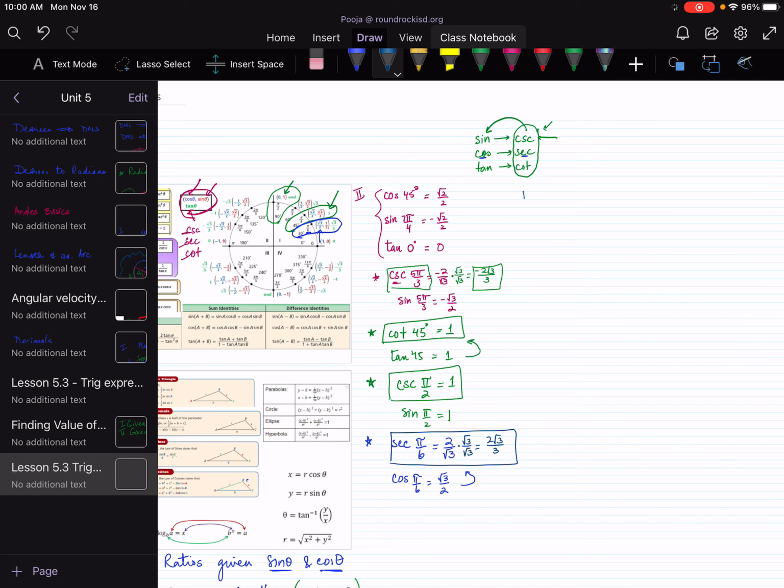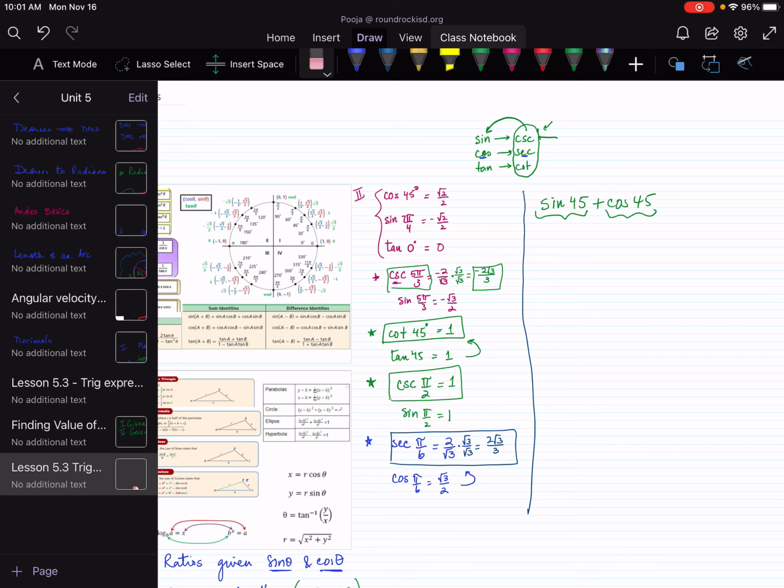How does it get any more complicated? When we start combining them. So for example, let's say I have sine of 45 plus cosine of 45. So now we're adding them. I have to individually find their values and then add them together. Sine 45. 45 is right here. Sine is the y-coordinate, so that's root 2 over 2. And cosine of 45, same position, but the x-coordinate, which is also root 2 over 2.